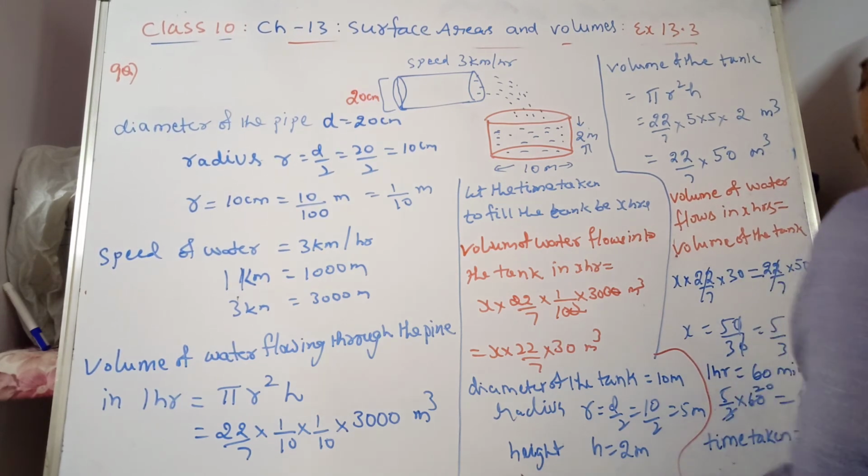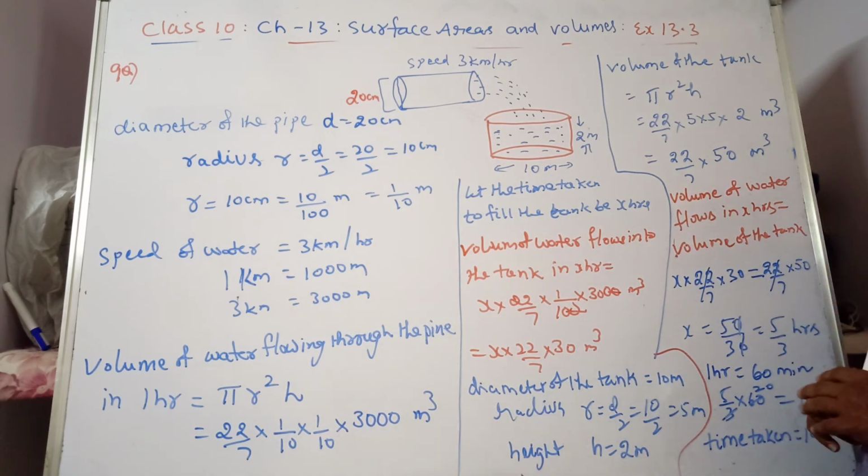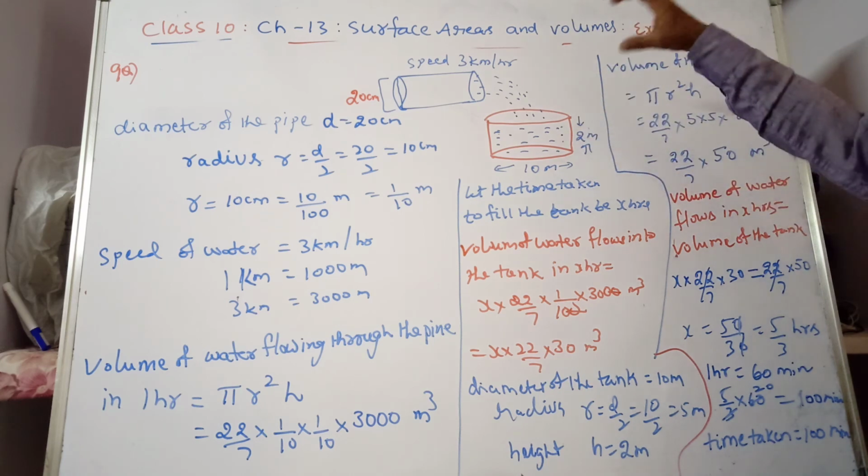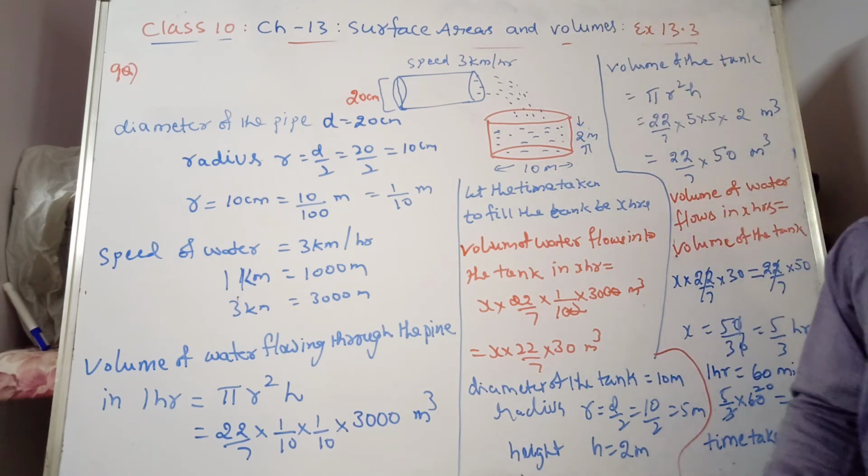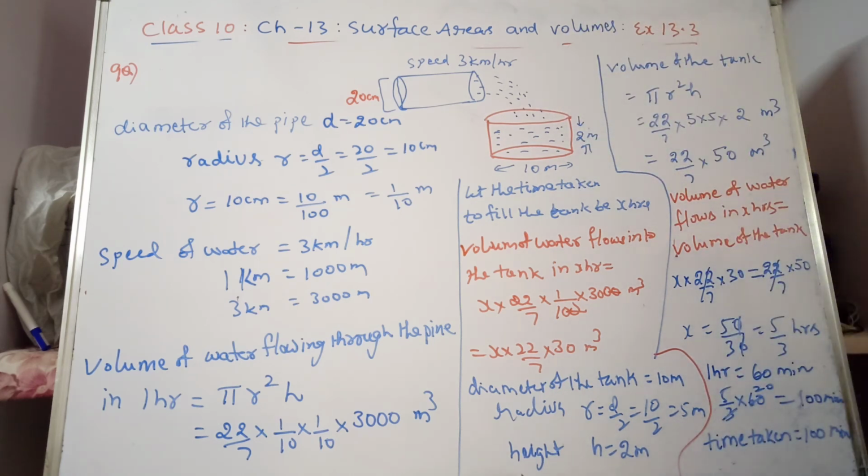How much time does it take to fill the tank? 100 minutes. Actually we can leave 5 by 3 hours, but there is a chance to simplify further. So 1 hour is equal to 60 minutes. So 5 by 3 into 60 will give you 100 minutes. So time taken to fill the tank is 100 minutes.